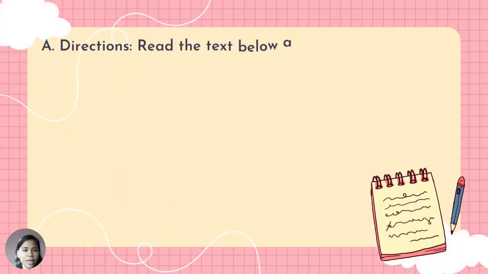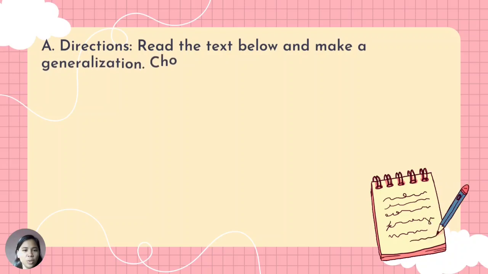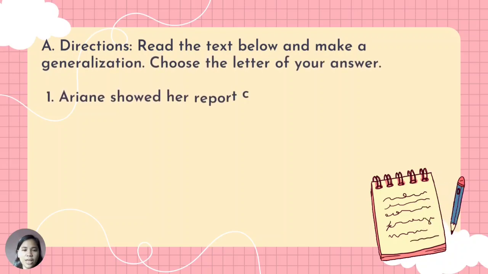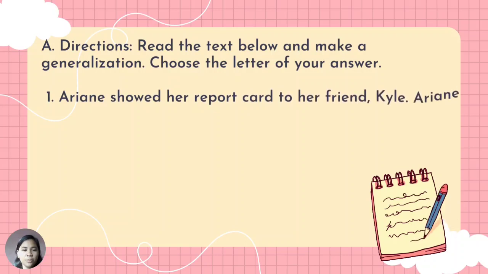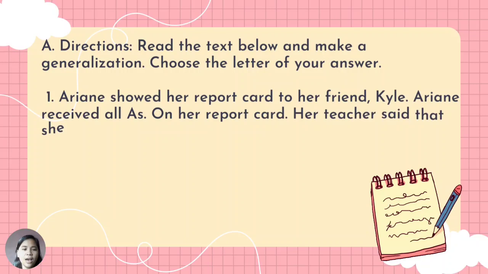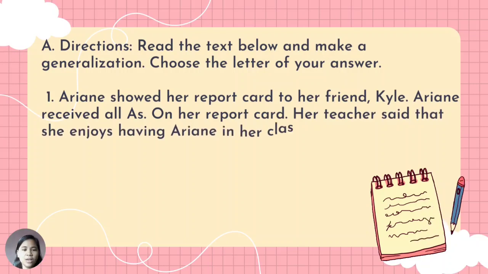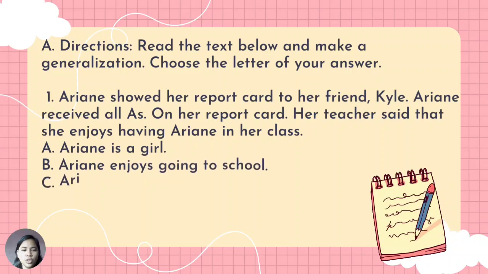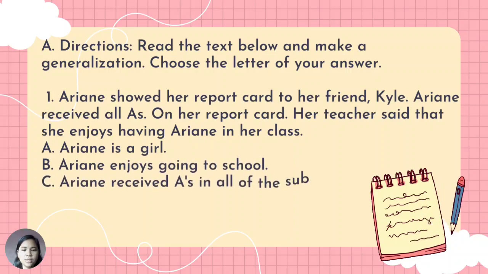For the next learning task, you have to read the text below and make a generalization. Choose the letter of your answer. Number 1. Aryan showed her report card to her friend, Kyle. Aryan receives all A's on her report card. Her teacher said that she enjoys having Aryan in her class. Is it A, Aryan is a girl? Letter B, Aryan enjoys going to school? Or letter C, Aryan received A's in all of the subjects?